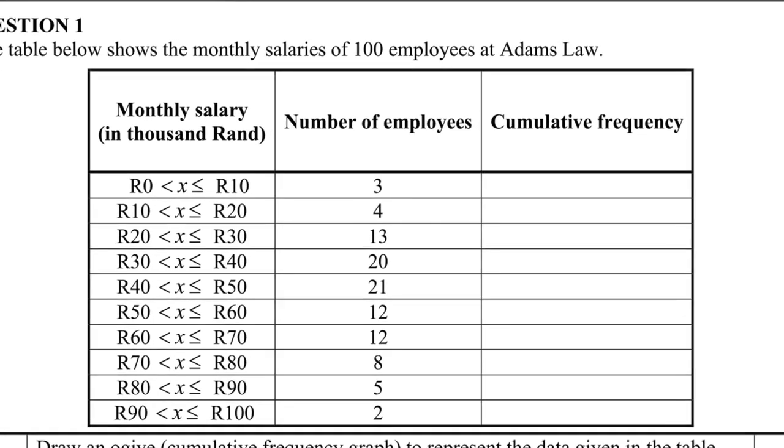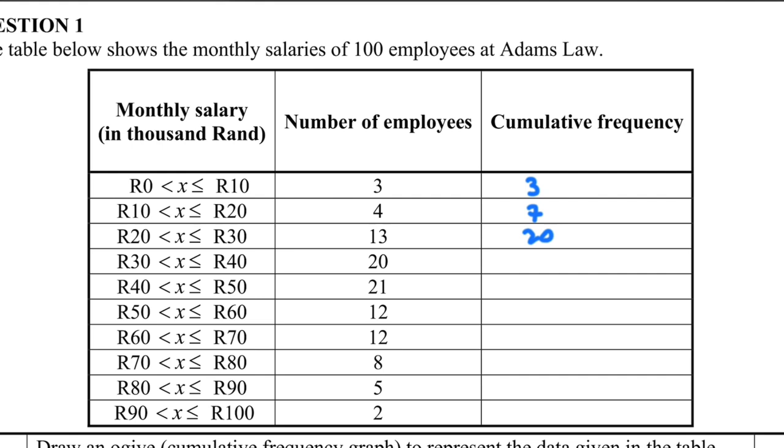Let's take a look. So 0 to 10,000 we have 3 employees, so the cumulative at that point is 3. 10 to 20,000 is 4 employees, so the cumulative is 3 plus 4, so that is 7. And then we move to 20 to 30, there's 13 employees, so 7 plus 13, that gives us 20. I'm sure you can follow the trend now.